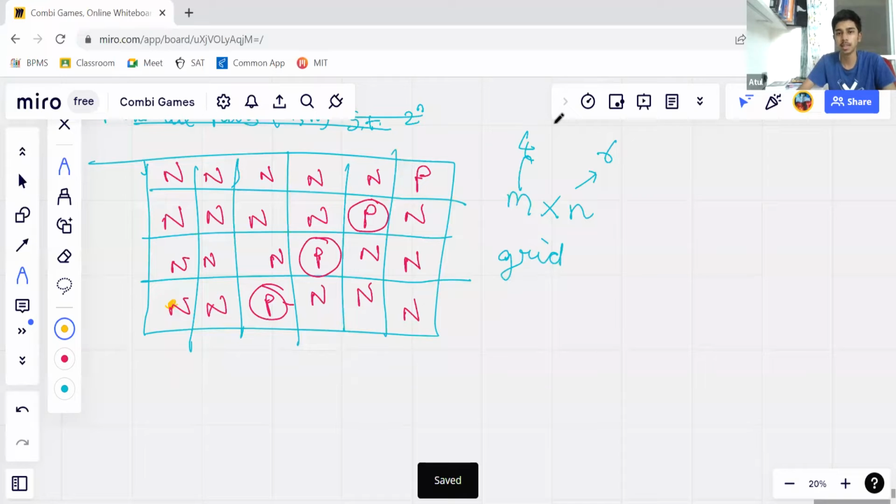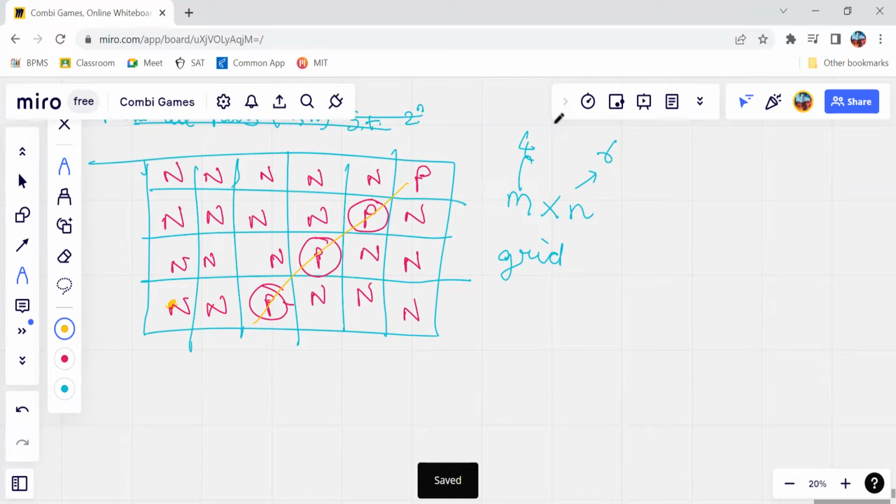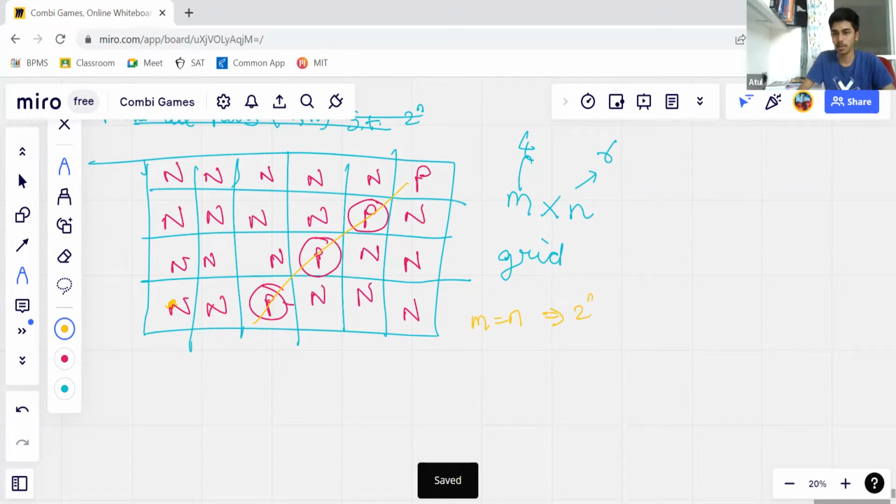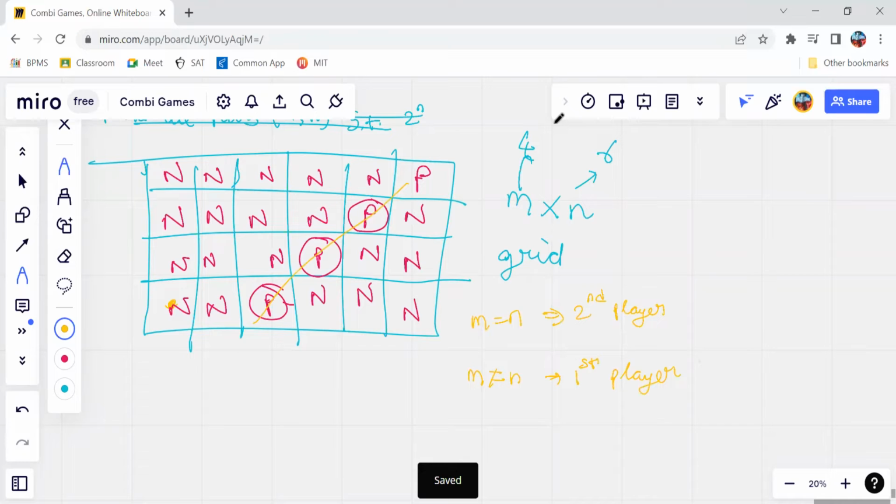Exactly. So the set of all P positions is just this diagonal from the top. If M is equal to N, this means the second player wins. And if M is not equal to N, this means the first player wins. Does that make sense? Yes.